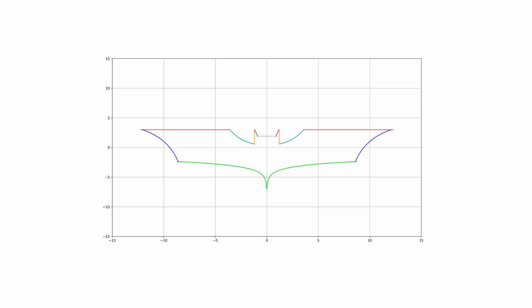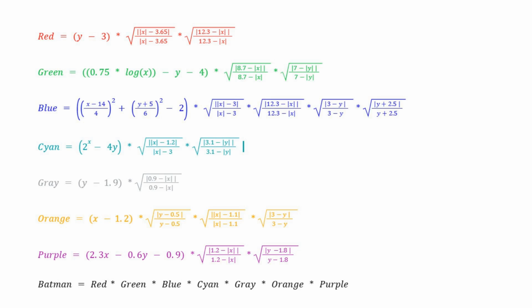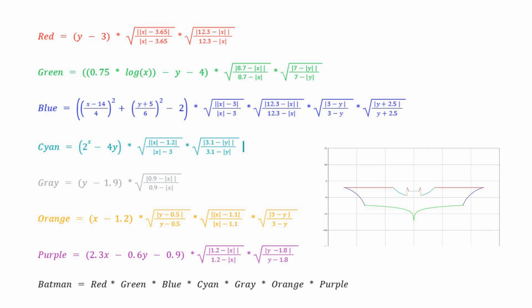Now, let us see the component equations that make up our favorite Dark Knight symbol. Granted, it's a bit complicated, but I enjoyed every bit of working it out. The red part is a horizontal line. The green part is a logarithmic curve. The blue part is a quadrant of an ellipse. The cyan part is a parabolic curve. The gray part is a horizontal line. The orange part is a vertical line and the purple part is an inclined line.